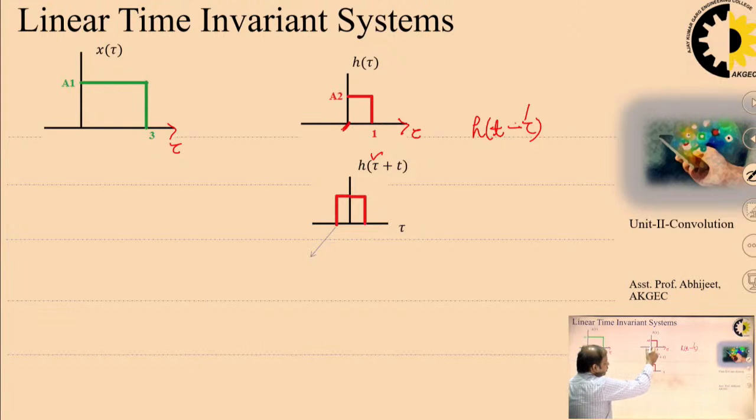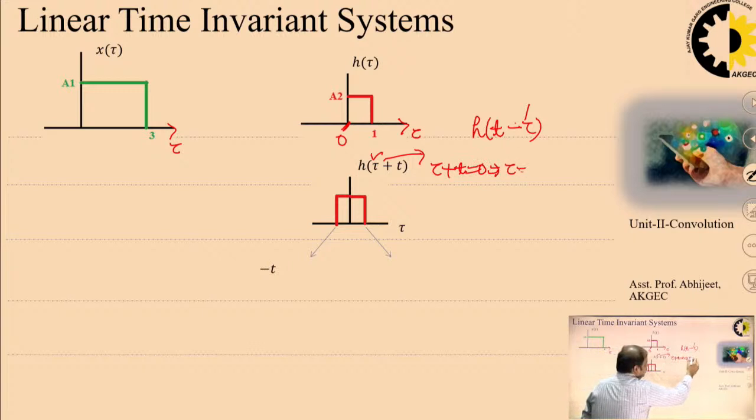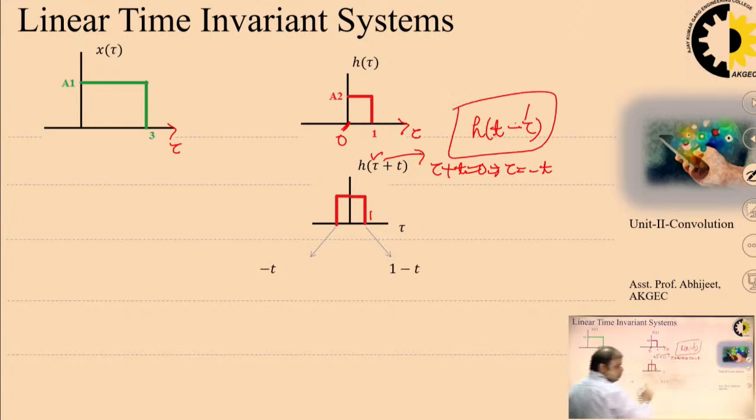This portion which is at 0 will become minus t, because tau plus t is equal to 0, which means to say tau is equal to minus t. And this 1 which was there originally will become 1 minus t, and we are only at tau plus t. Remember, we require h of t minus tau.